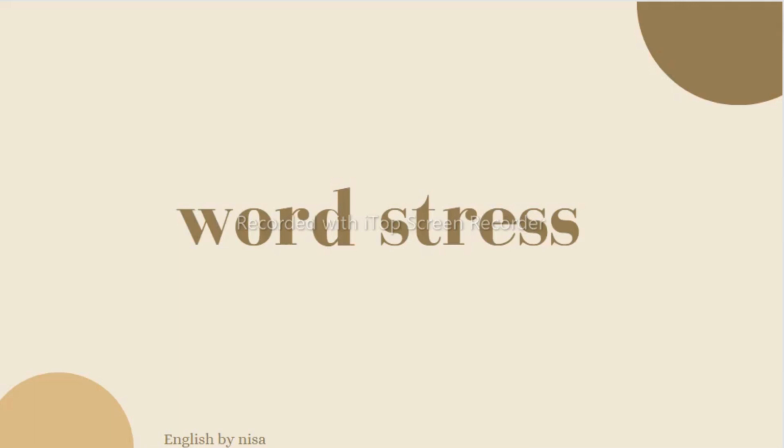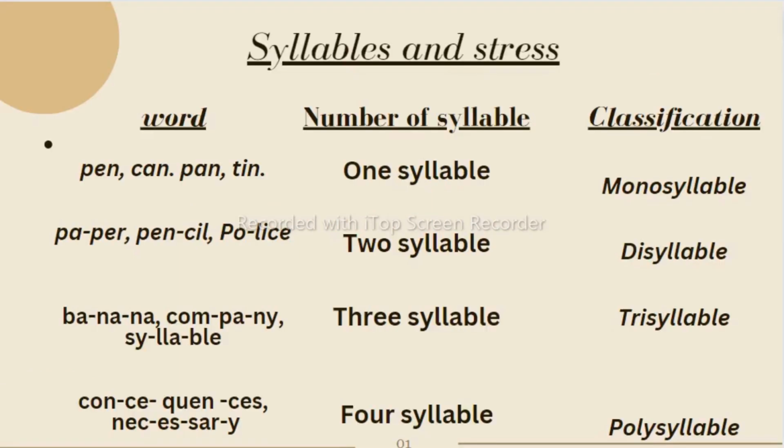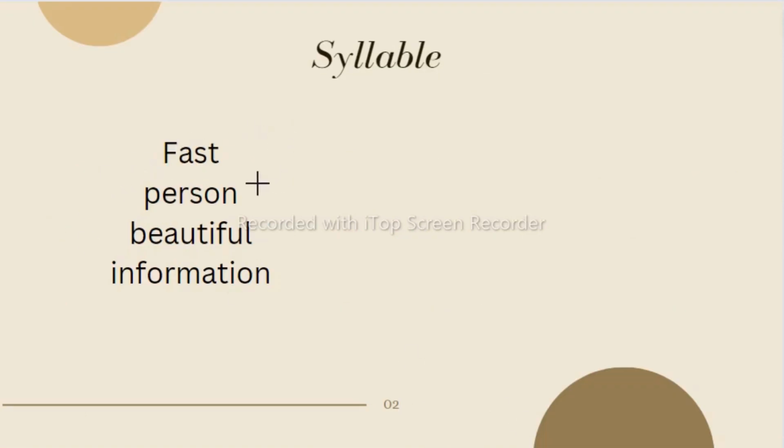First we need to talk about syllables. So here let us first see the syllables. Words are given here, you can see on the screen. This is one word which has one syllable. Pen, can, pen and tin have one syllable, and that is called monosyllable. And here you can see two syllables in one word. Paper, pencil and police have two syllables, and this is called disyllable. In the same way there is trisyllable, and more than three is called polysyllable.